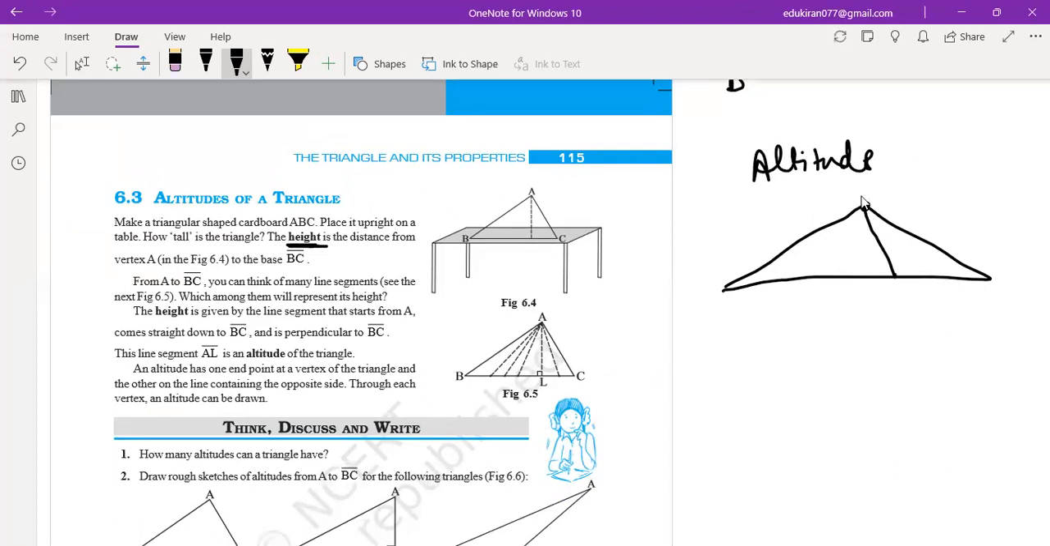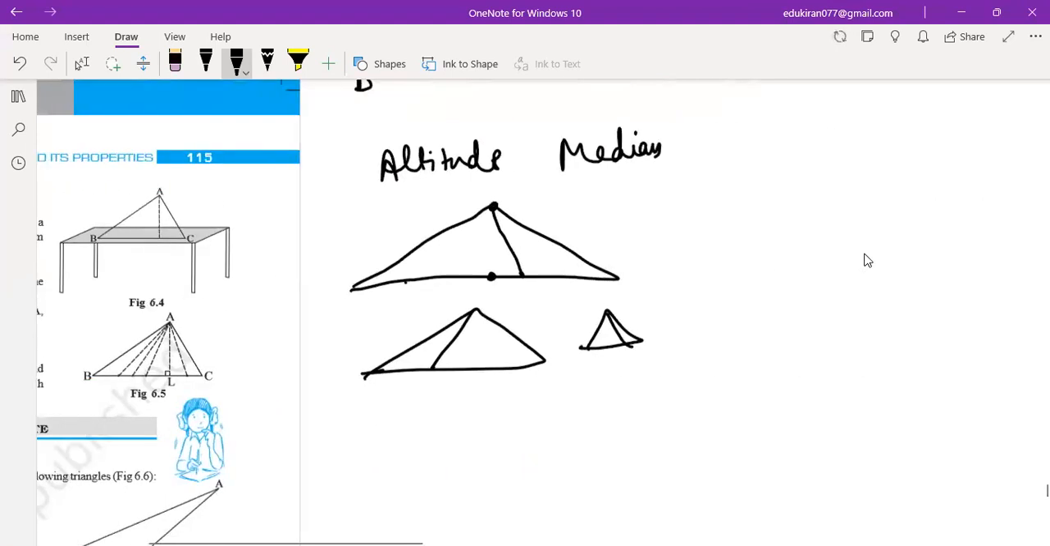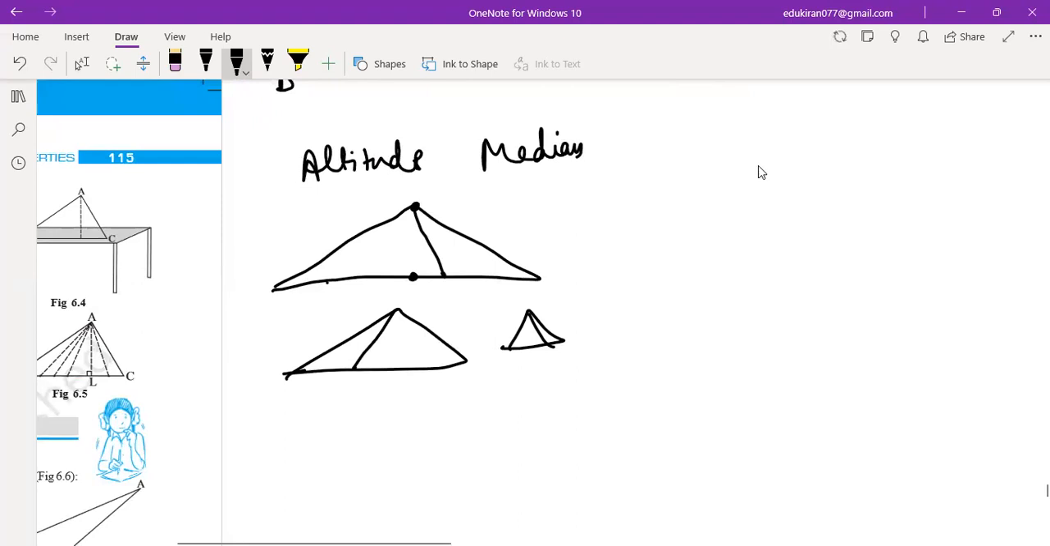Can you tell me one difference between altitude and median? Altitude is like height, and median is based on the side, opposite. Okay, see, I'll tell you. Altitudes can be at any point, right? Here, here, here, here. Altitude can be like this, altitude can be like this, anytime. But the median will just be at the midpoint of the opposite side.